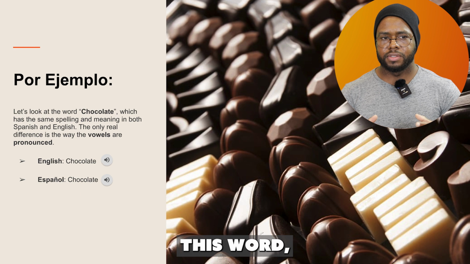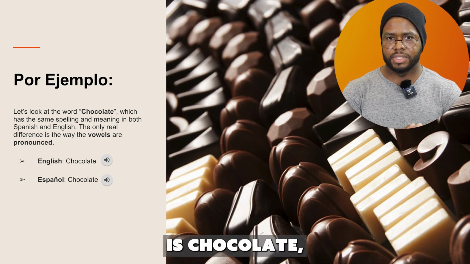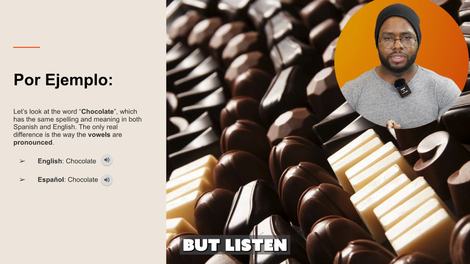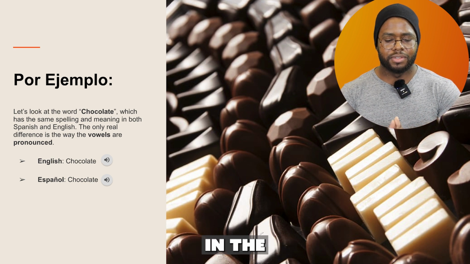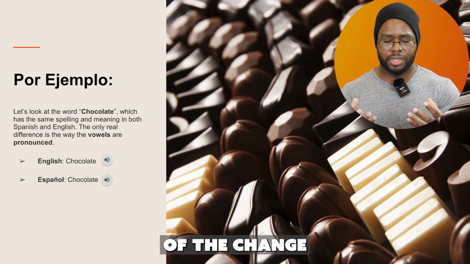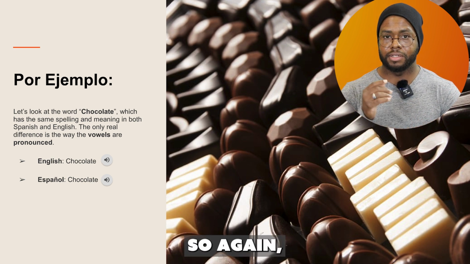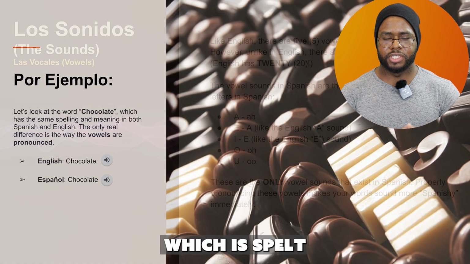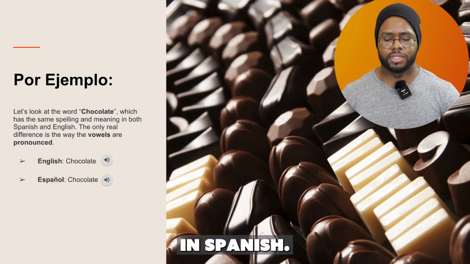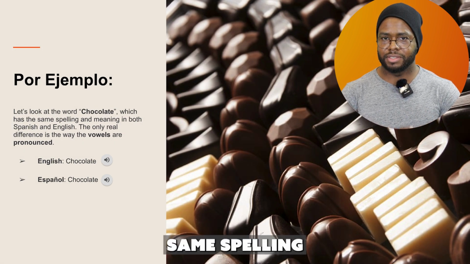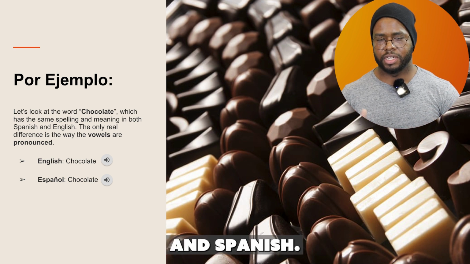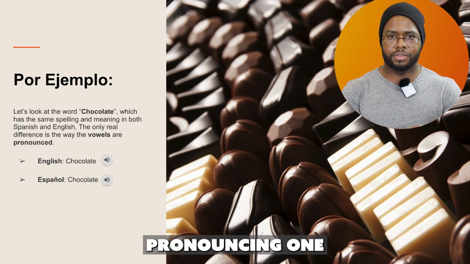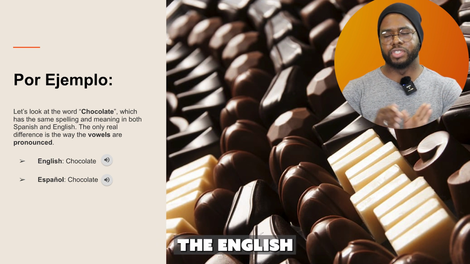So we have this word, which in English is chocolate, and it's spelled the exact same way in Spanish. But listen to the difference in the pronunciation only because of the change in the vowel sound. C-H-O-C-O-L-A-T-E. Same spelling in both English and Spanish. But listen to the difference in the pronunciation that is caused by just pronouncing one with the Spanish vowel system versus the English vowel system.